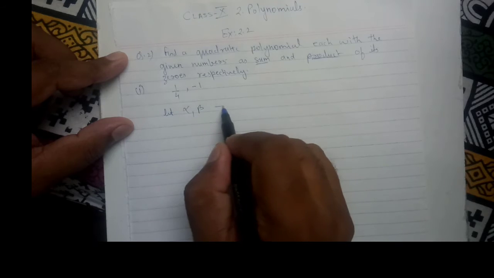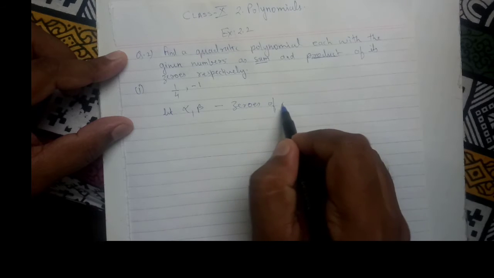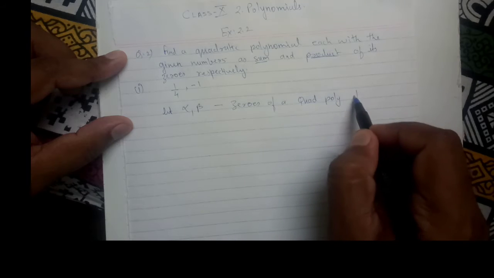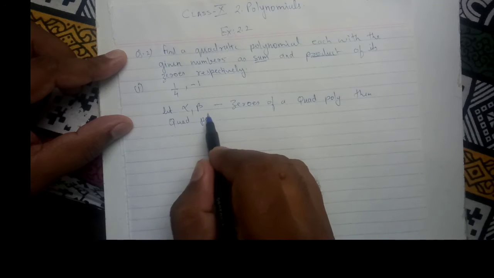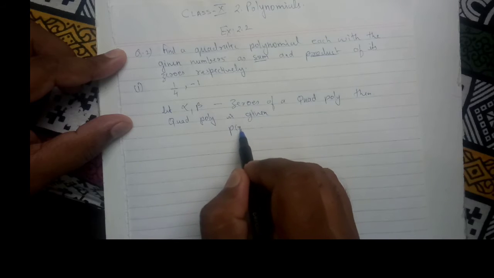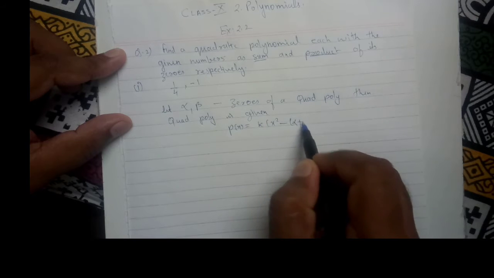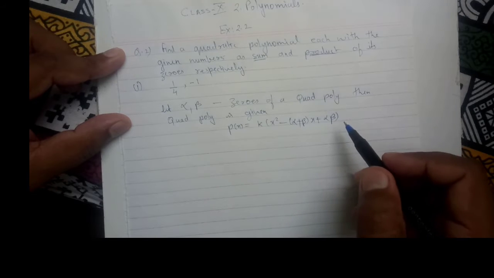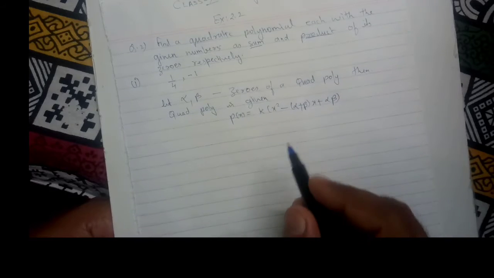If I say alpha and beta are zeros of a quadratic polynomial, then the quadratic polynomial is given by p of x is equal to k into x square minus alpha plus beta into x plus alpha into beta. How this equation came out, we have done in the previous session. So let's do this question.